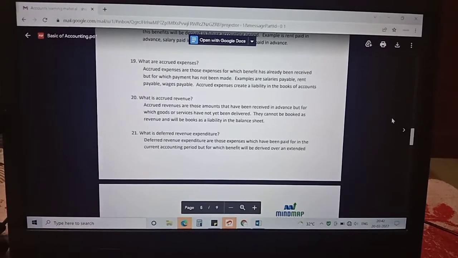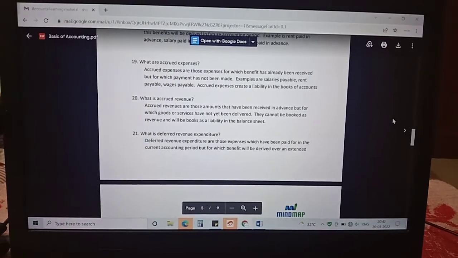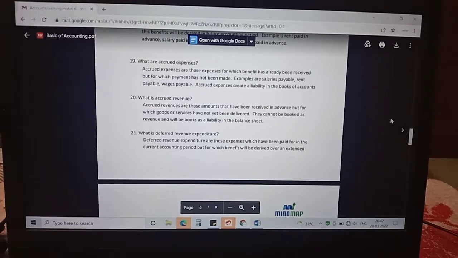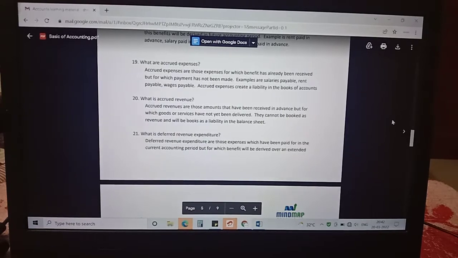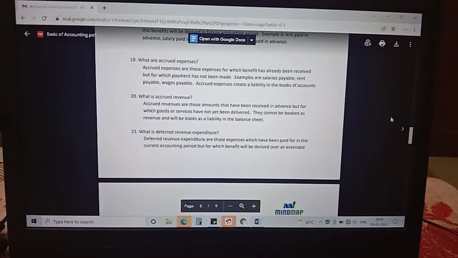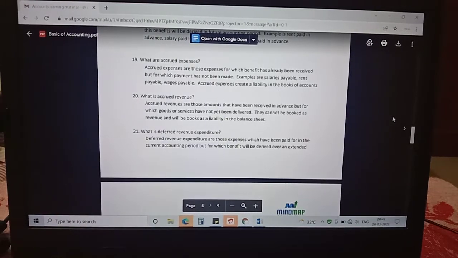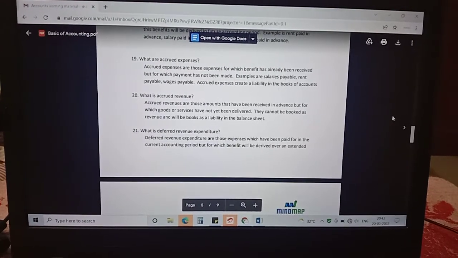What is accrued revenue? These are amounts that have been received in advance, but for which goods or services have not yet been delivered. They cannot be booked as revenue and will be booked as a liability in the balance sheet.